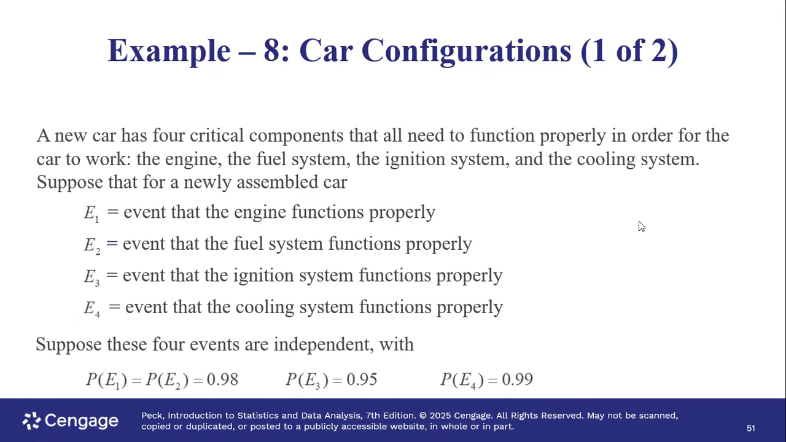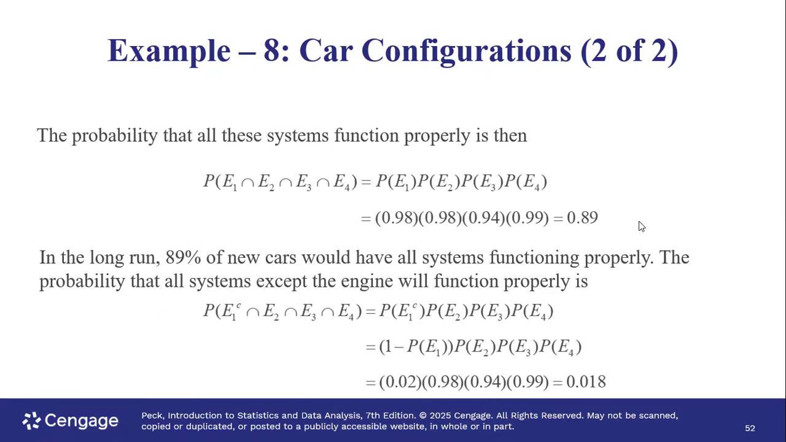So they have found out all these probabilities. You'll ask me, how did they find that out? From empirical observations, that means they have observed these probability values over long periods of time. So probability of E1 and probability of E2 are equal to 0.98. Probability of E3 is 0.95 and probability of E4 is 0.99.